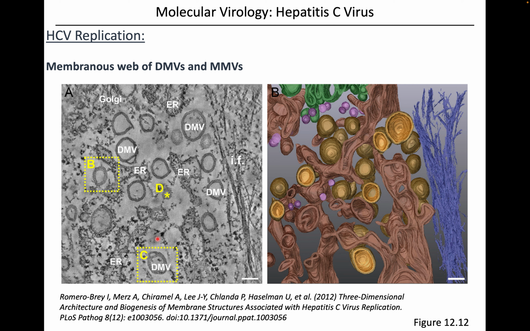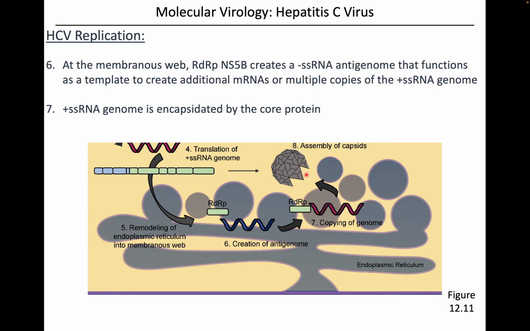So here's what that remodeling looks like. You can see the cartoon illustration of that on the right versus the electron micrograph on the left. But yeah, you can see lots of these little double membrane vesicles, multi-membrane vesicles being formed. So you can imagine the virus genome being in there, and the polymerases needed to make copies there. So we have that happening.